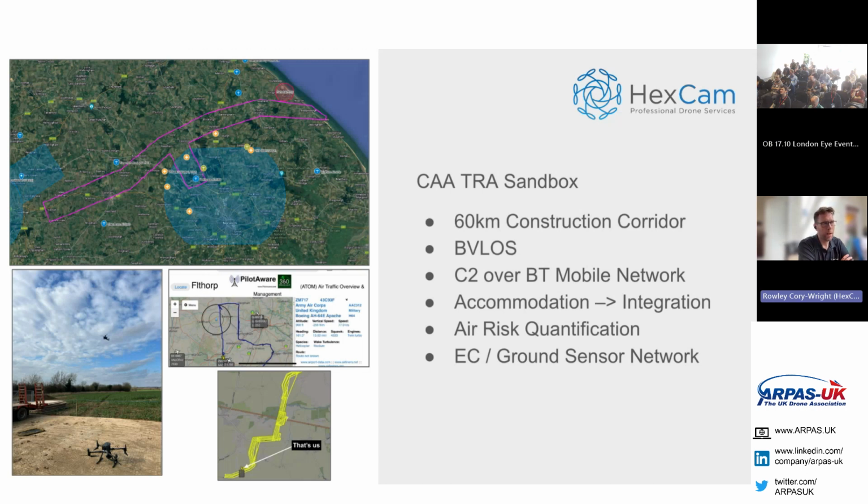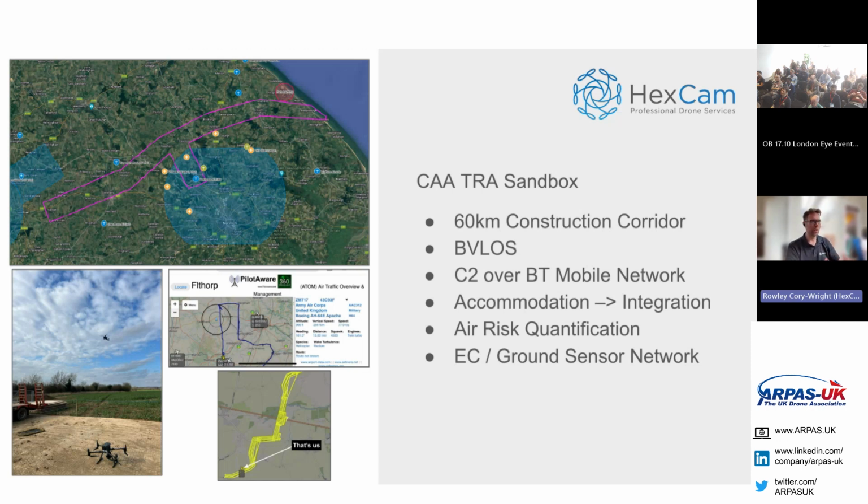So there's quite a lot to do in the air risk quantification side of things, and again, very closely working with Owen and with Alex on that particular side of the project. One of the things that we're doing is improving the EC network at low level. So there's already pretty good coverage over most of the UK for electronic conspicuity for aircraft operating at around 1,000 feet and above.